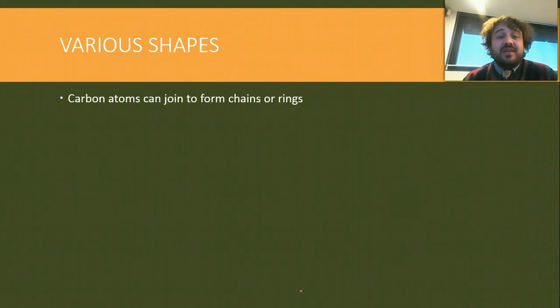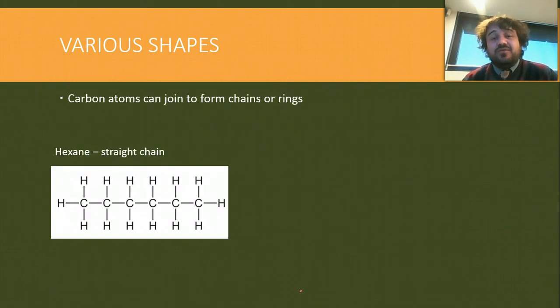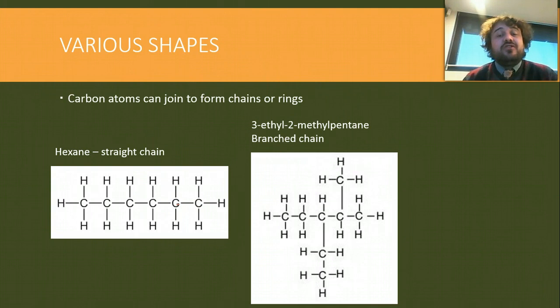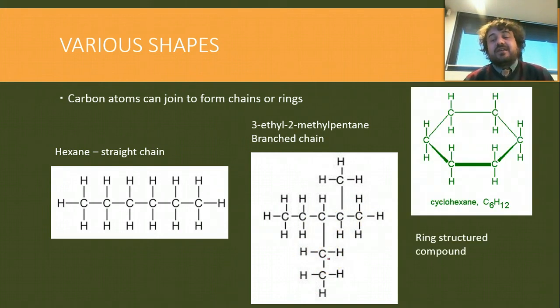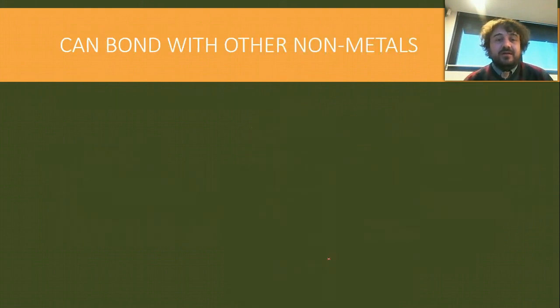So we get various shapes out of it. Basically, you can get them to form chains or rings. We have hexane, which is a straight chain, and it's not really a straight chain, it's actually a zigzaggy shape, but we'll get to that later. We have 3-ethyl-2-methylpentane, which is a branched chain. So if you go along, 1, 2, there's a methyl group, 3, there's the ethyl group, on a pentane, which is 1, 2, 3, 4, 5. And then we've got cyclohexane, which is a ring-structured compound.